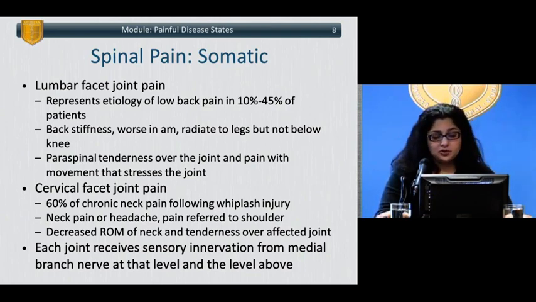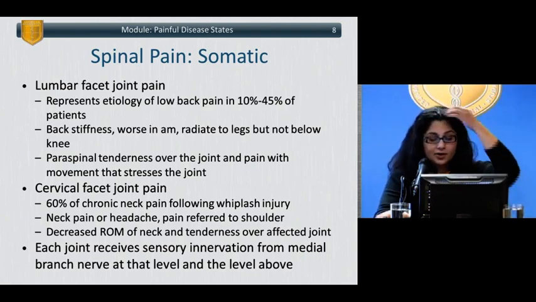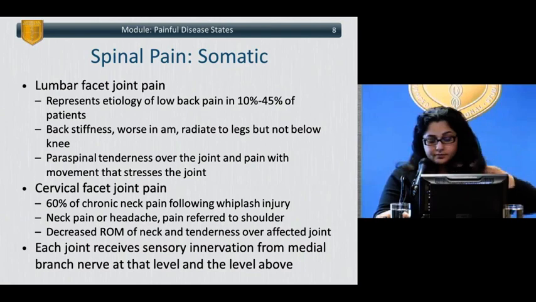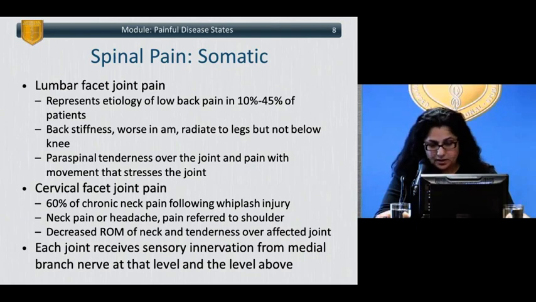With cervical facet joint pain, again, it is 60% of the reasons that patients have chronic neck pain; it's a source of etiology. It can occur after whiplash injuries. A lot of times patients will complain of neck pain that can radiate to the shoulders or between the shoulder blades. Also, patients can complain of headaches.